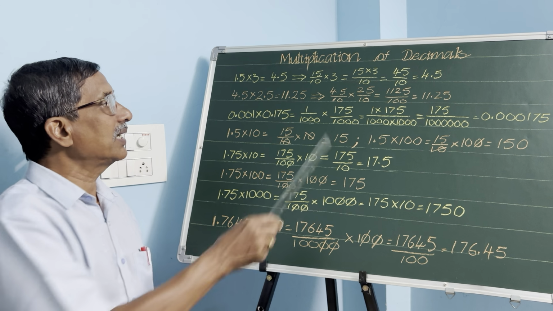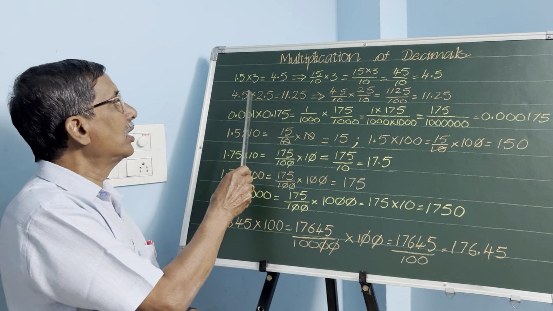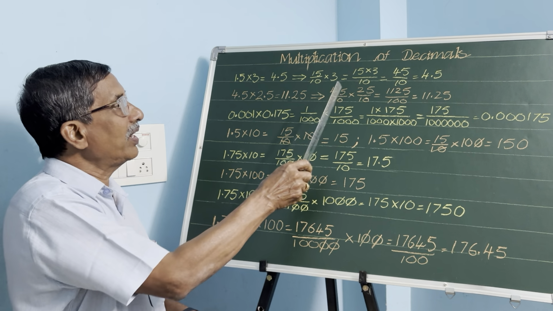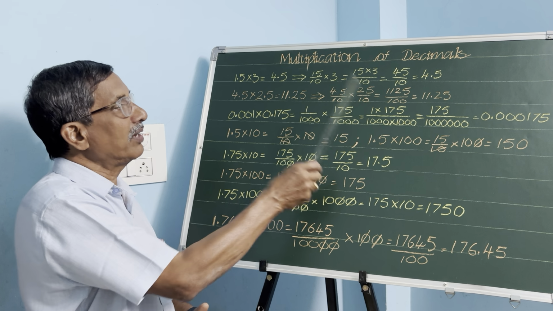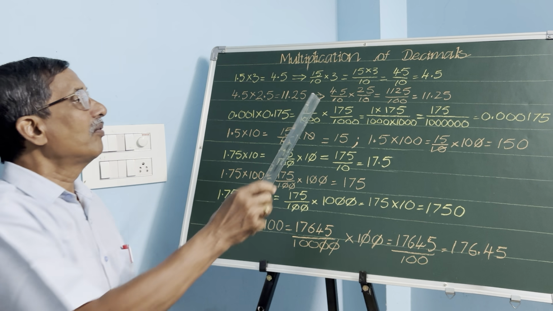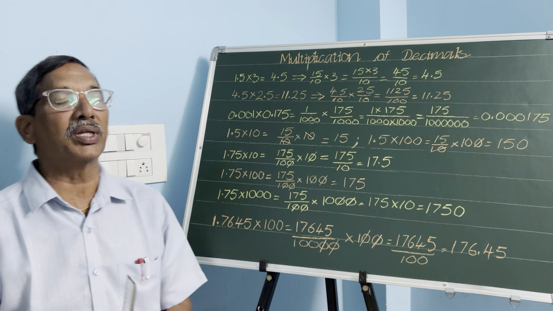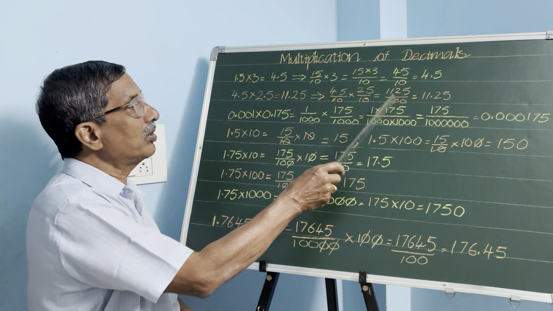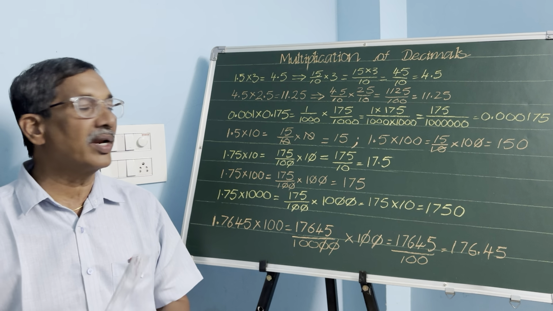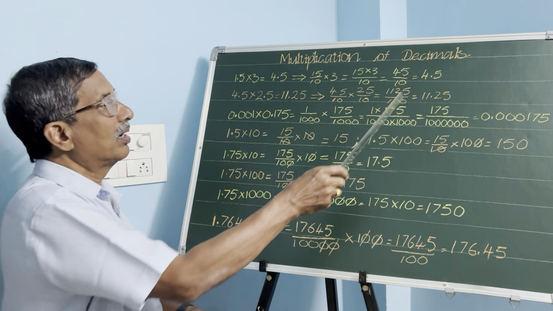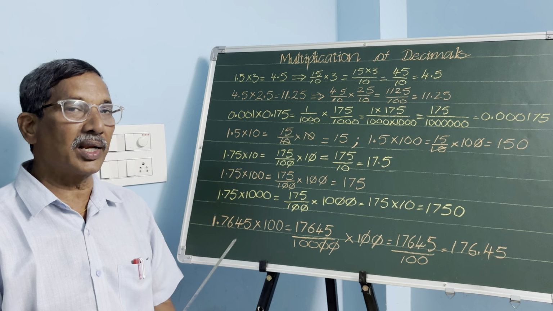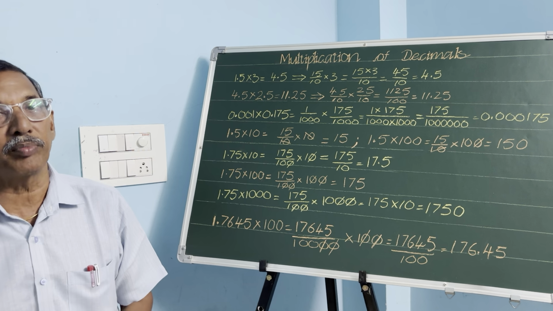See, we will prove it. 4.5 can also be written as 45 on 10, and 2.5 can also be written as 25 on 10. So 45 on 10 multiplied by 25 on 10 is 45 into 25 by 10 into 10. 45 into 25 we know is 1125, and 10 into 10 is 100. So 1125 by 100 as per decimal rules is 11.25. Since there are two zeros after 1 in the denominator, we should have two decimal points, 11.25.